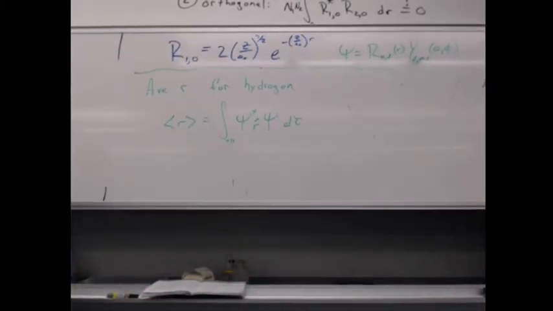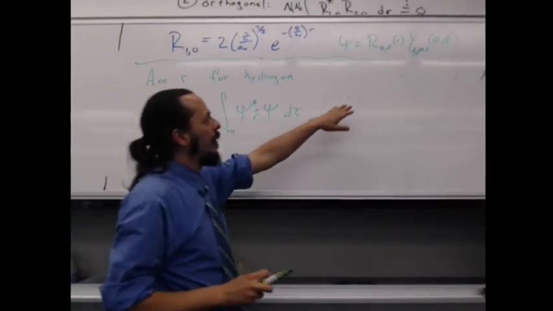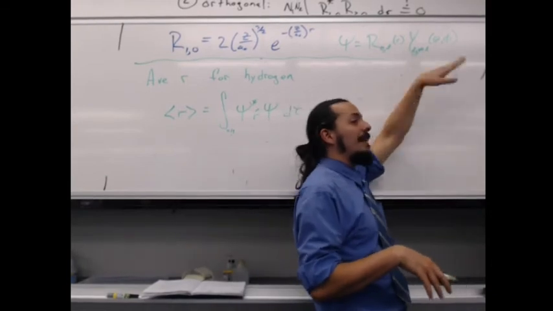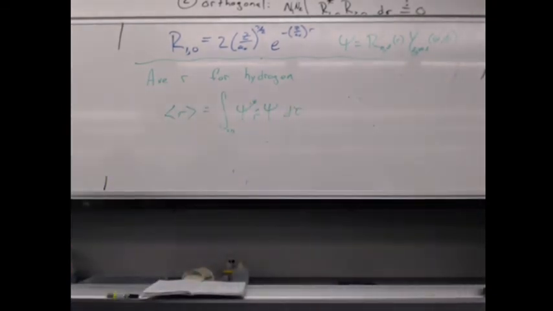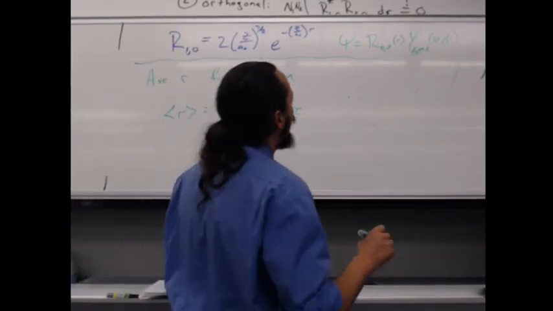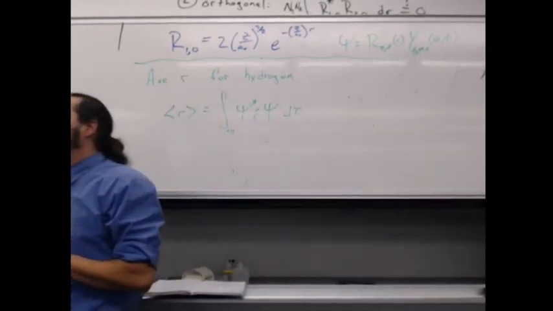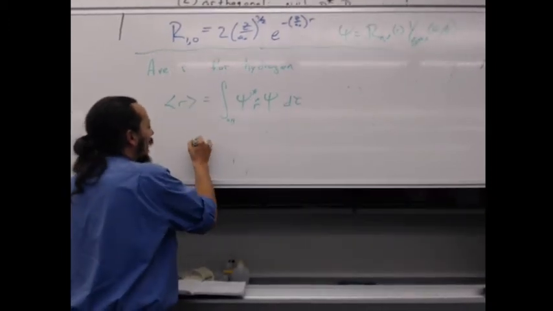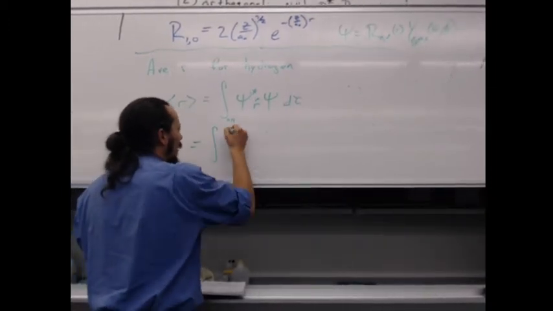So when I do this, I should include the R part on the front side of that equation sheet and the Y part that's on the back side of that equation sheet. I'm going to do this for n equals 1, L equals 0, m sub L equals 0, the simplest case. And when I start plugging that all in, I'm going to get a triple integral.